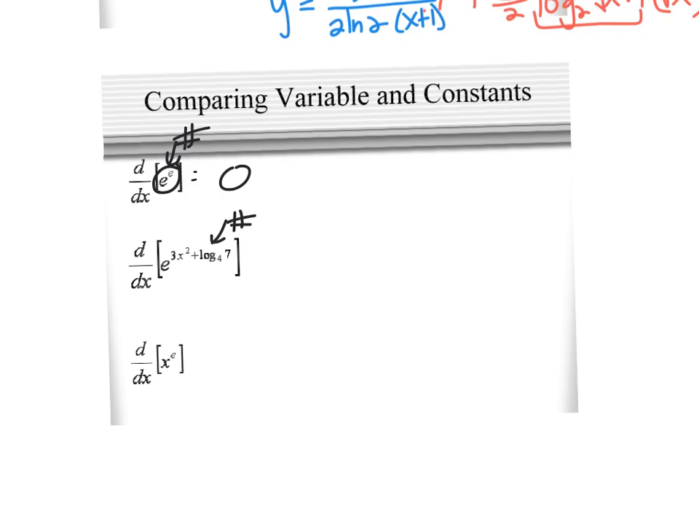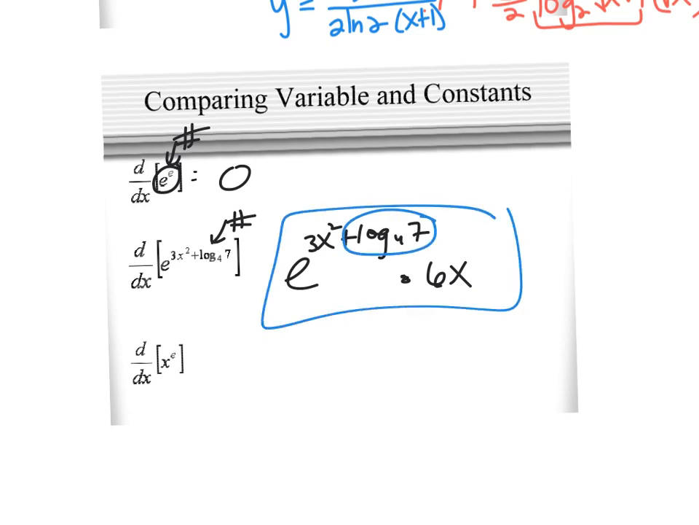So bringing back just a reminder of what the derivative of e to the x is. It's e to the 3x squared plus log base 4 of 7 times the derivative of the exponent, which is just 6x, because the derivative of this part is 0. So this is sufficient, unless you want to put the 6x in front. That works too.